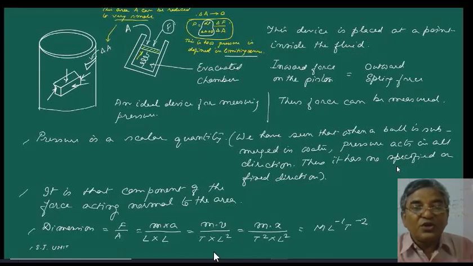So what happens? In the numerator we get m into x. x is the distance. It can be expressed in terms of L. In the denominator there is t square and L square. So this x and one of the L in the denominator cancel out. What remains is only one L in the denominator, and it goes up as M L to the power minus 1, and t square in the denominator goes up to form T to the power minus 2.